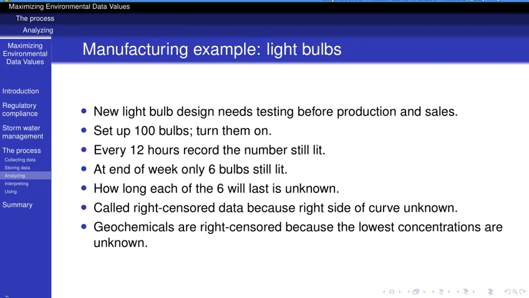In their testing lab, they set 100 light bulbs in sockets and turn them all on. Every 12 hours, a lab tech notes the time since the start of the process and the number of bulbs still working. They do this for a week, 168 hours, then end the experiment.